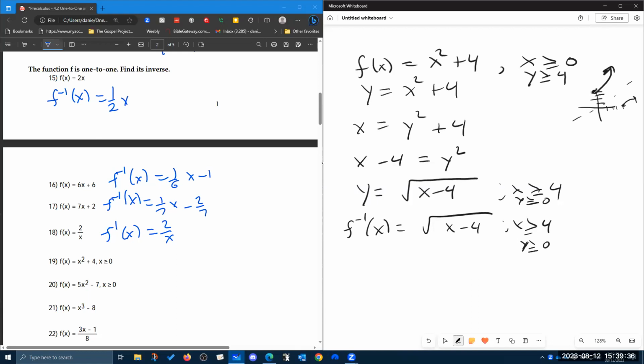I've chosen the positive square root on purpose because that goes with this range of my inverse function, that y has to be greater than or equal to 0, because my domain up here was that x had to be greater than or equal to 0. So my inverse function here is the positive square root of x minus 4. It's restricted, so x is greater than or equal to 4. Y is going to be greater than or equal to 0.